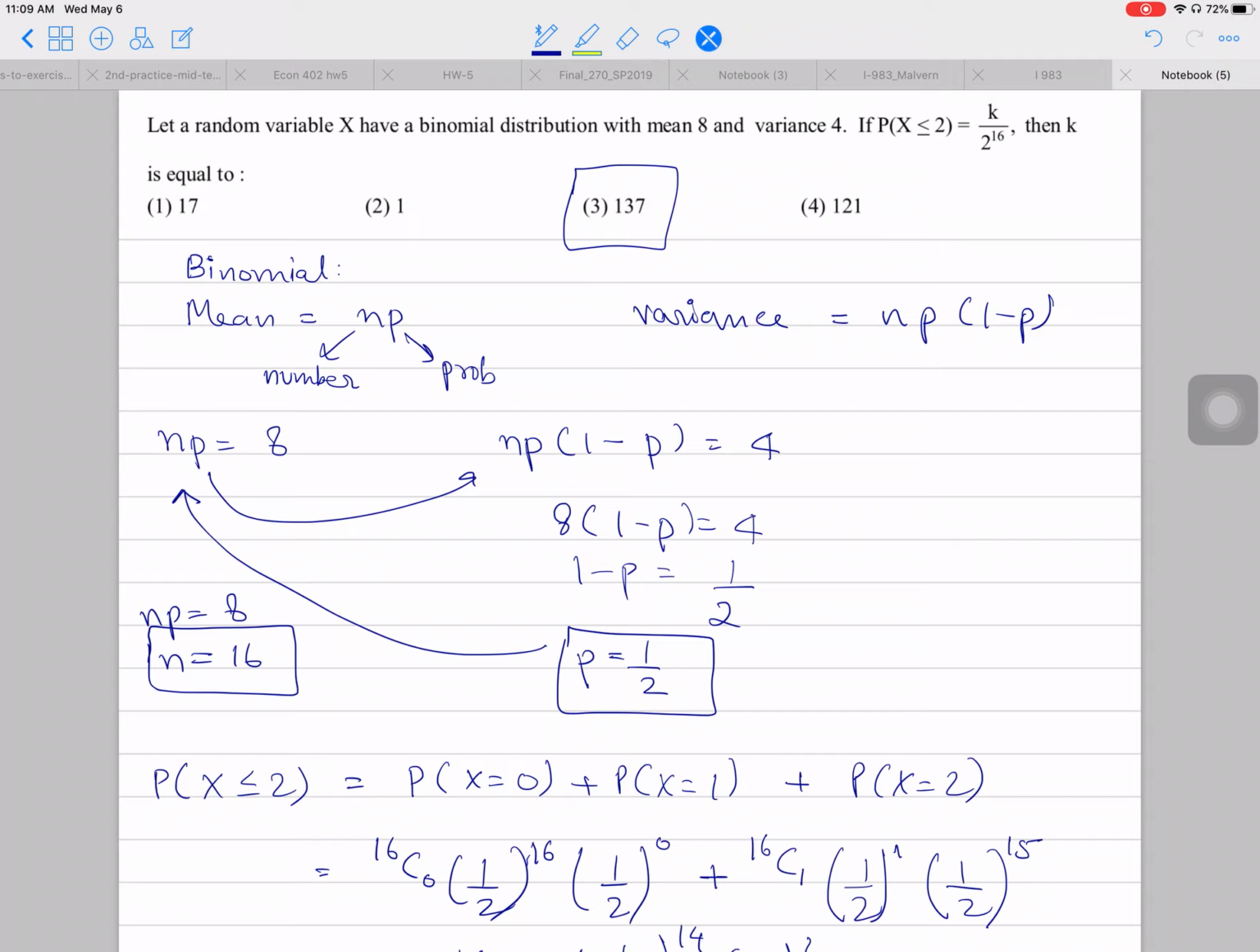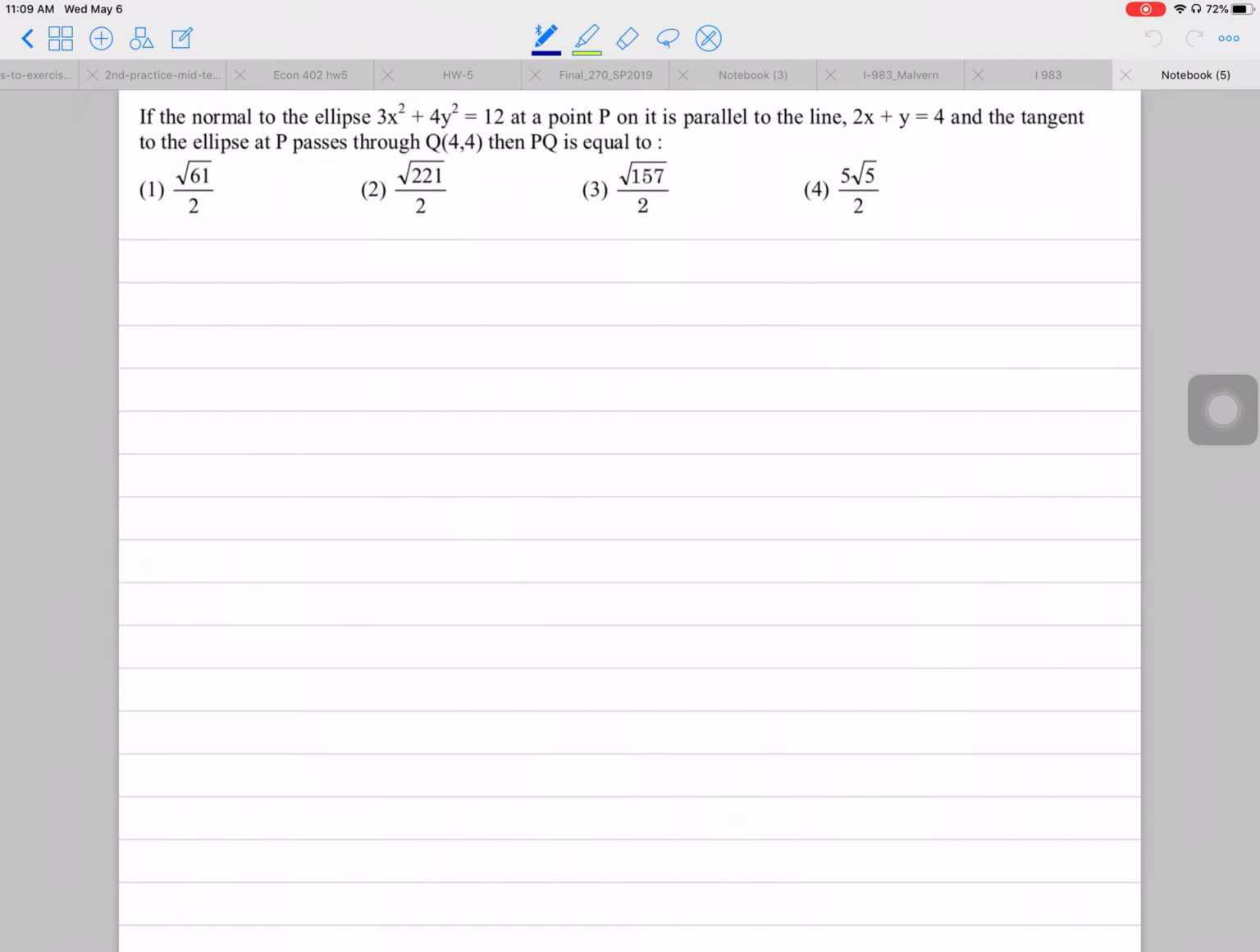Let's move on to the next question. If the normal to the ellipse 3x squared plus 4y squared equals 12 at a point P on it is parallel to the line 2x plus y equals 4, and the tangent to the ellipse at P passes through point Q (4, 4), then PQ is equal to.